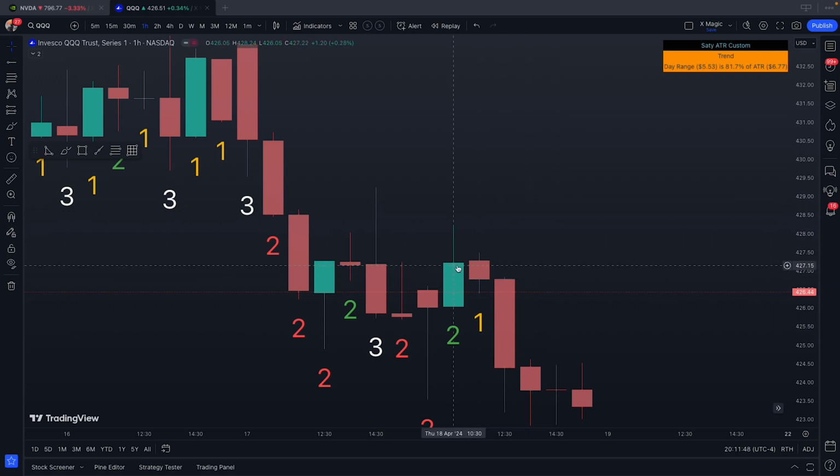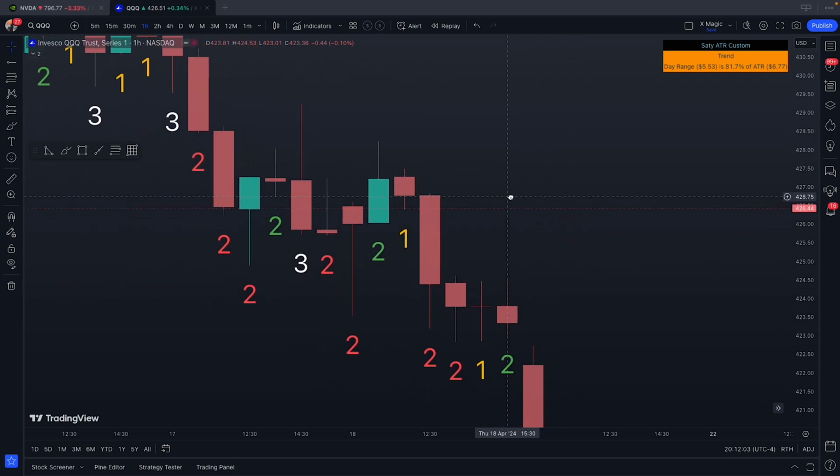Scenario 2, and there's two versions. There's a 2 up and a 2 down. A 2 up, as the name suggests, breaks the previous high of the previous candle to the upside. And then a 2 down, again, pretty straightforward. It breaks the previous low of the previous candle. So 2 up breaks the previous high. 2 down breaks the previous low of the previous candle.